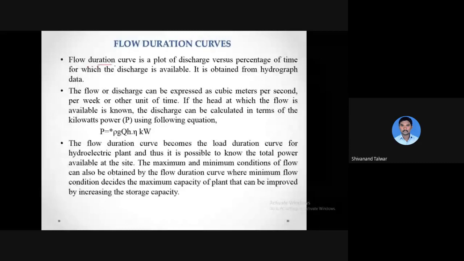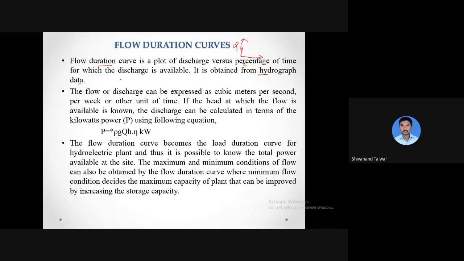So the flow duration curve is the plot of discharge versus time t, and it is obtained from the hydrograph data. Hydrograph data means the data which will be related to the discharge. Just like we draw bar graphs, we have available data. So from the hydrograph we are taking that data.